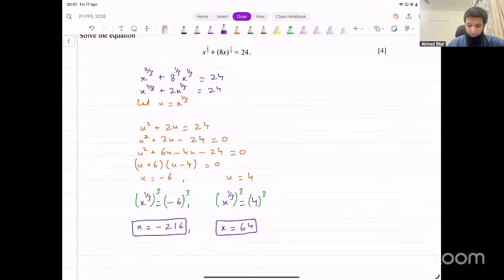Why 2x? Because the power 1 over 3 was on the whole thing, right? Power 1 over 3 was also on 8. There are brackets there. So the power will come on both of them, 8 separately and x separately, right?